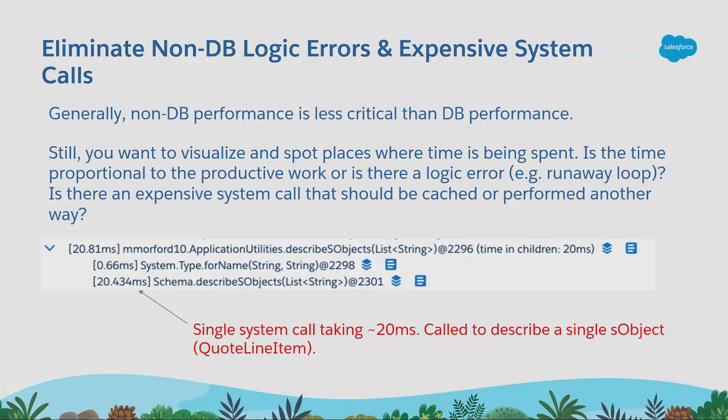This is a utility class call, so this is one of ours, a relatively inexpensive system call before it, and then a describeSObjects. What this does is, this is a query in this particular case. It's for quote line item, and it's got a 20 millisecond response time. All by itself, that's not too bad, but you try to do this for 5 tables, which is really easy to do if you're doing something in a loop. That's 1/10 of a second.